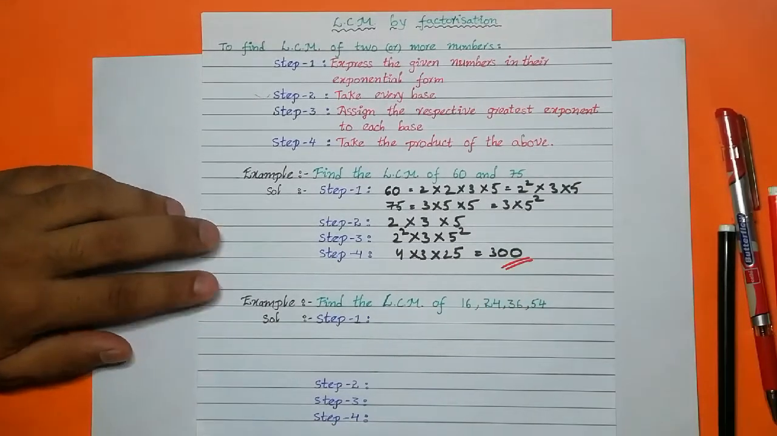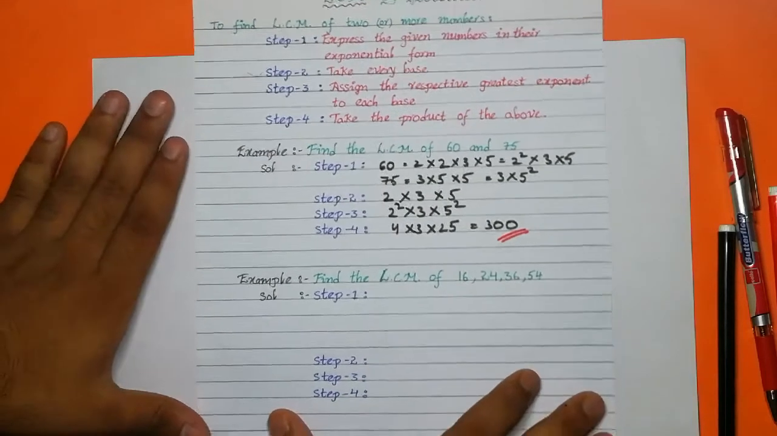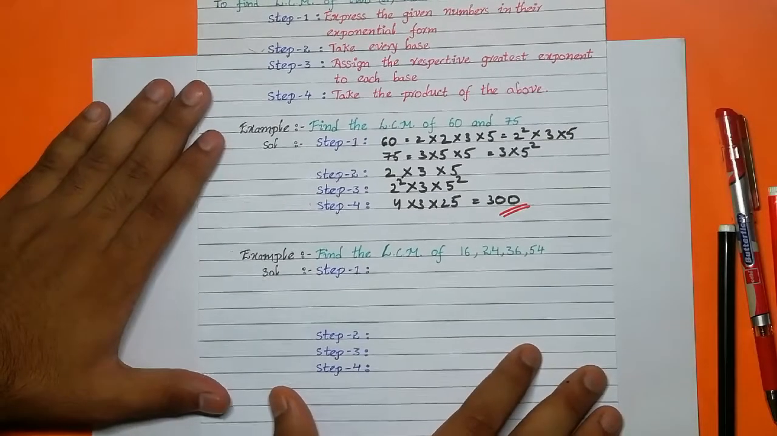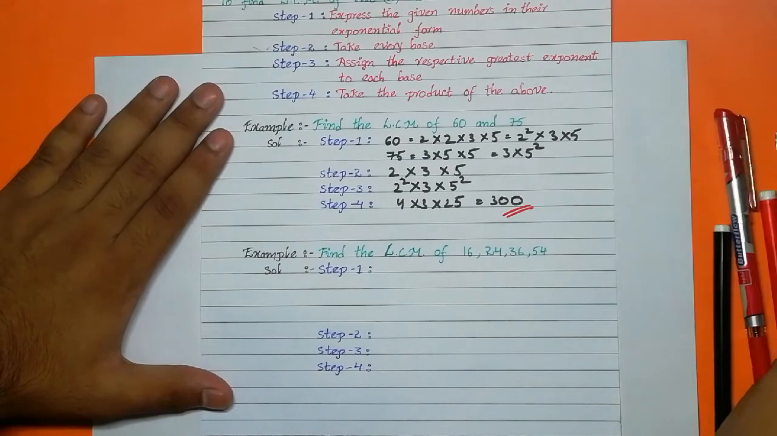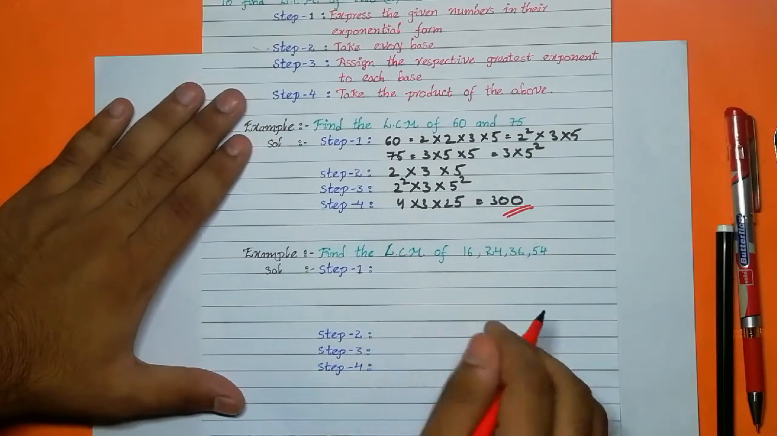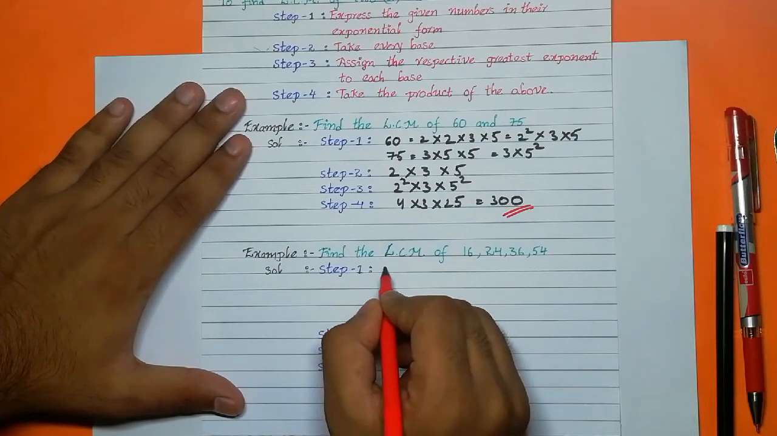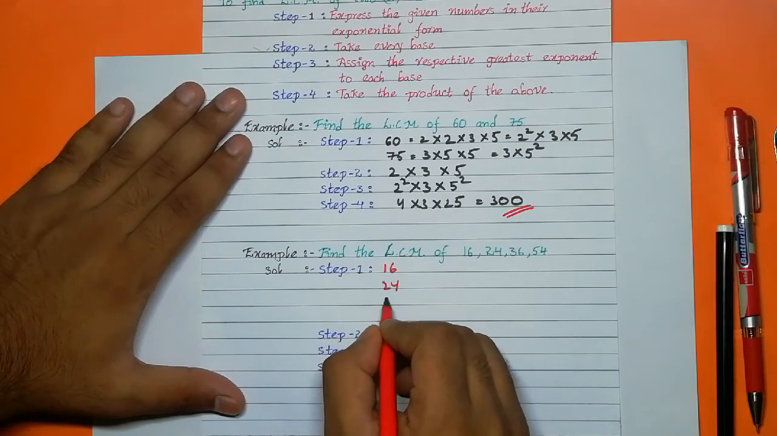Now let us do example 2. Find the LCM of 16, 24, 36, 54. That means we have to find the LCM for the given numbers 16, 24, 36, 54.